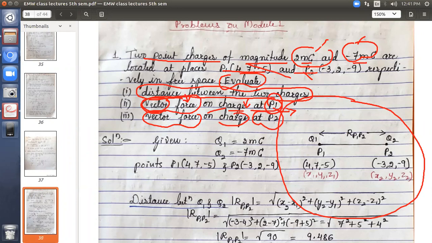This is the very basic kind of problem. Simple calculations are not so important here. Try to imagine the scenario, the given data, try to imagine how they are situated in the space. That is important. Try to imagine the things.